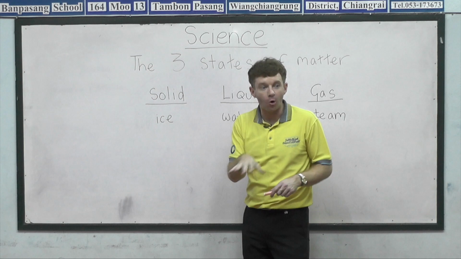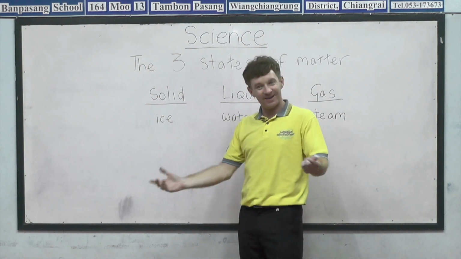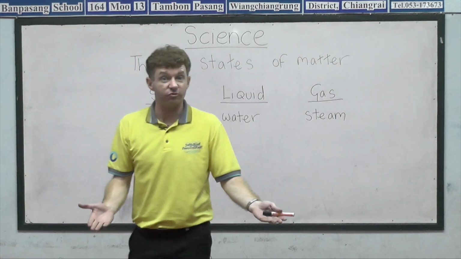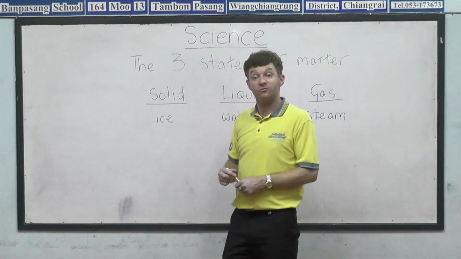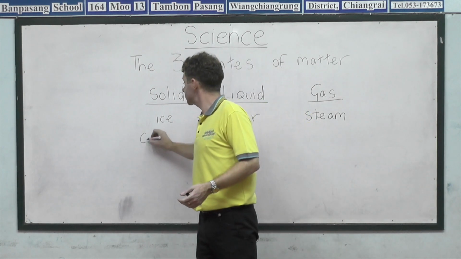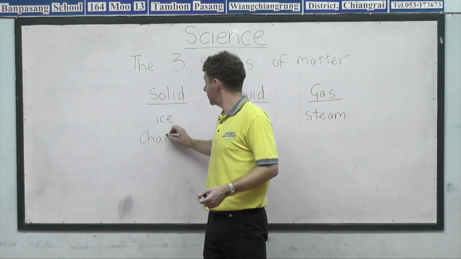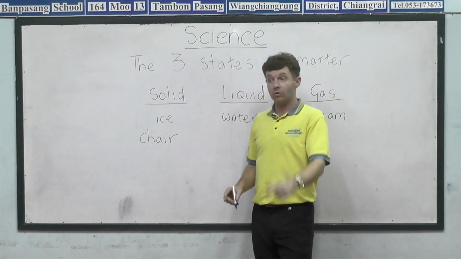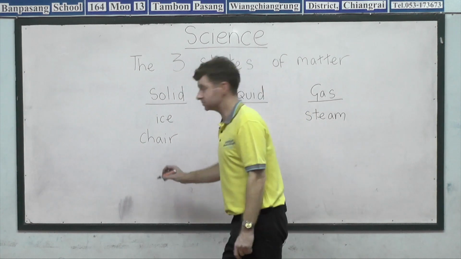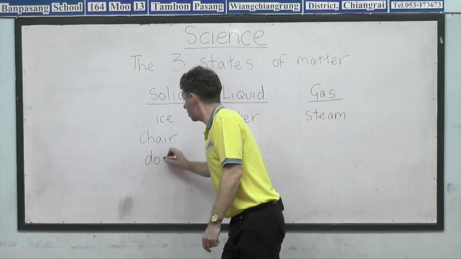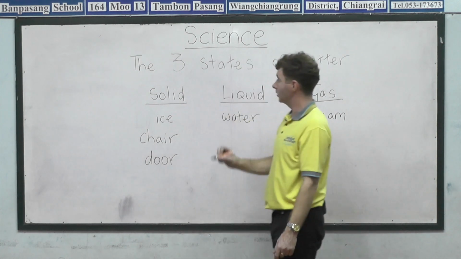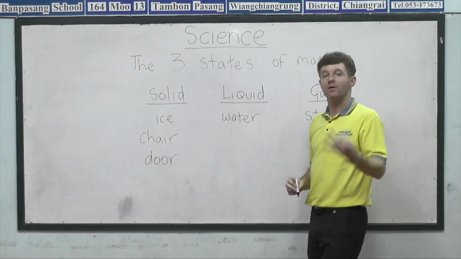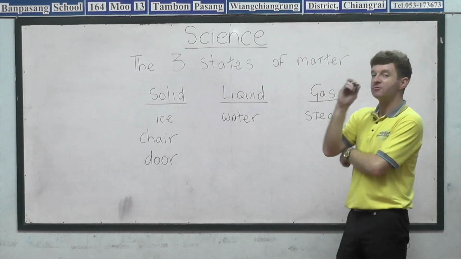So who can give me another example of something solid? Maybe something you're all sitting on now. Chair. A chair. Anything we can feel or touch is solid. C-H-A-I-R. Any more ideas? Door. D-O-O-R. Okay, we've got ice, chair, door. Three solids. Let's see if we can get three liquids.